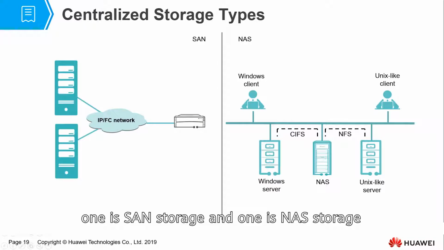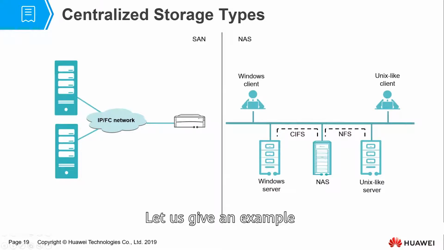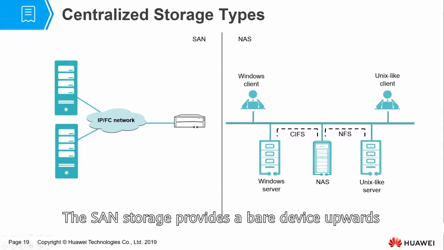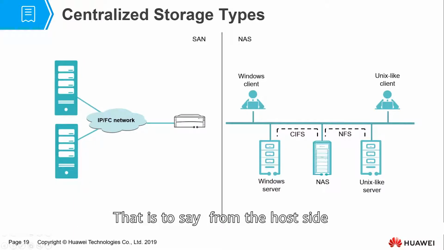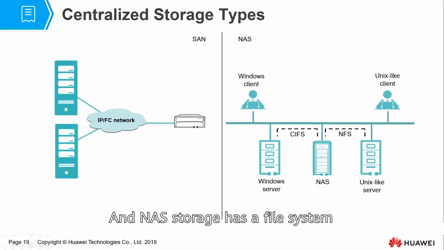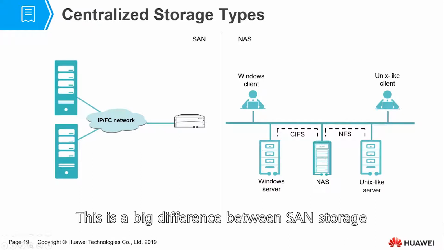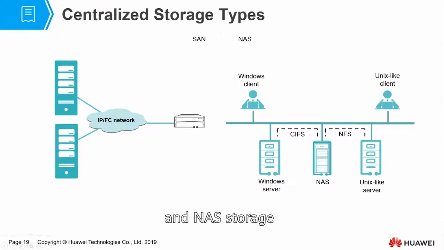One is SAN storage and one is NAS storage. The difference between them is still quite a lot. Let us give an example. The SAN storage provides a bare device upwards. That's to say, from the host side, SAN storage provides a hard disk with nothing, and the NAS storage has a file system, and from the host side is a directory. This is a big difference between SAN storage and NAS storage.